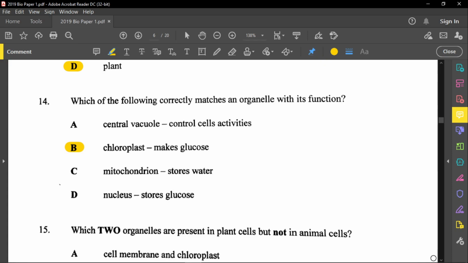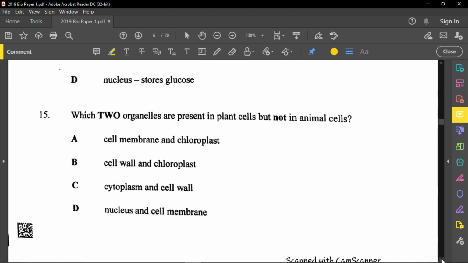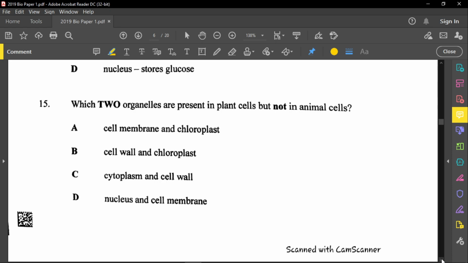All right, so let's go to number 15 now. It says, which two organelles are present in plant cells but not in animal cells? All right, so cell membrane in option A is not correct because cell membrane is in all cells. Chloroplast is a correct choice.